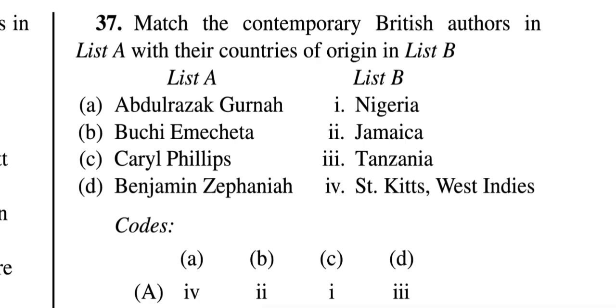Match the contemporary British authors in list A with their countries of origin in list B. In list A, we have author names like Abdulrazak Gurnah. Then in list B, we have the country names: Buchi Emecheta, Caryl Phillips, Benjamin Zephaniah. So for me, the names are hard to pronounce, and I am sorry for that. Jamaica, Tanzania, St. Kitts, West Indies. So let's try to find out the correct answer of question number 37.